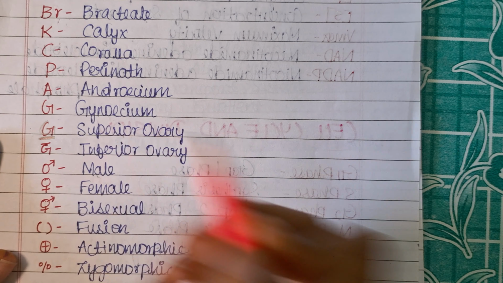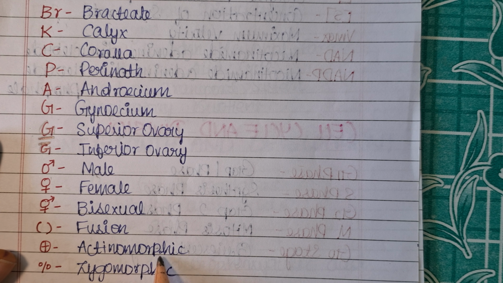Now, if the G is beneath this line, what does it mean? Inferior. It is down, so inferior. This is male, this is female, this is bisexual. This means fusion, right? And this symbol denotes actinomorphic. This means zygomorphic. Examples for all this, actinomorphic and zygomorphic, have also been covered in the video, I hope. Please do watch it once if you have time. Now we will move on to the next one.